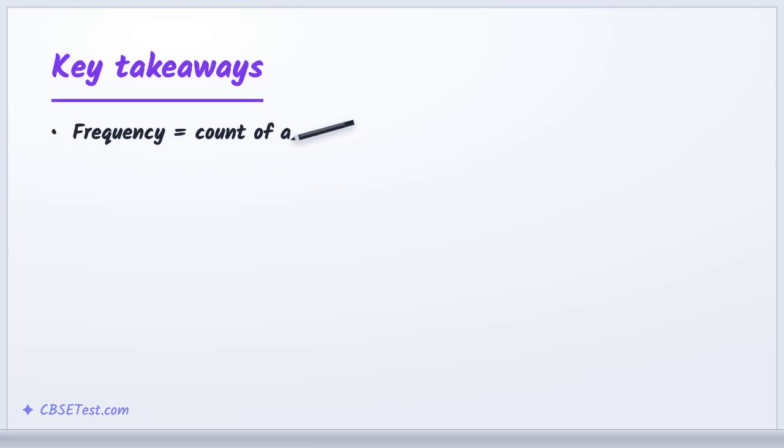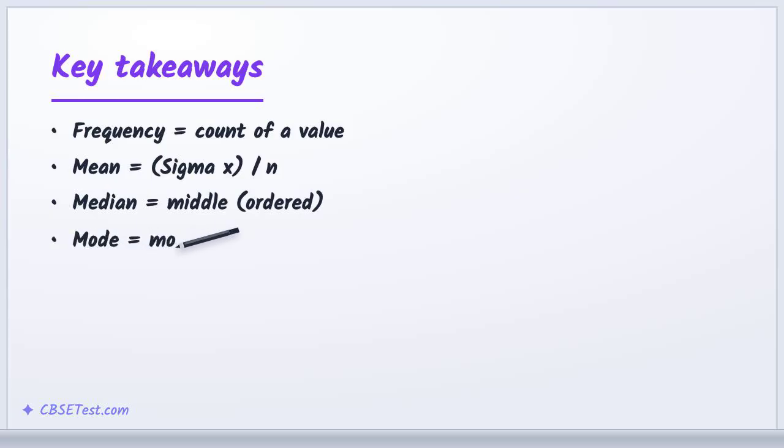To recap, organize data with frequencies, picture it with graphs, and summarize it 3 ways. The mean is the average, the median is the middle, and the mode is the most frequent value.